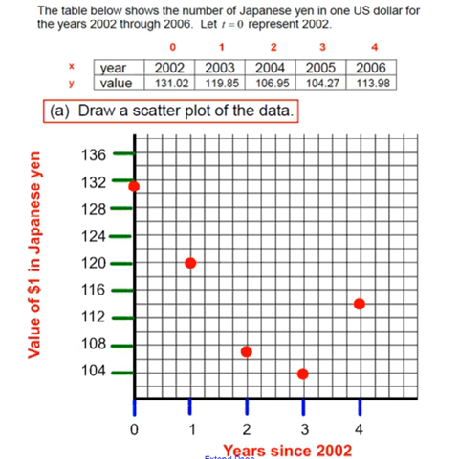So then our first thing was to draw a scatter plot of the data. I just took each one of these points. So this is the point 0 and about 131. So that's this one here. And then the next point is 1 and about 120. So that's this one and so on. So I just graphed all 5 points.